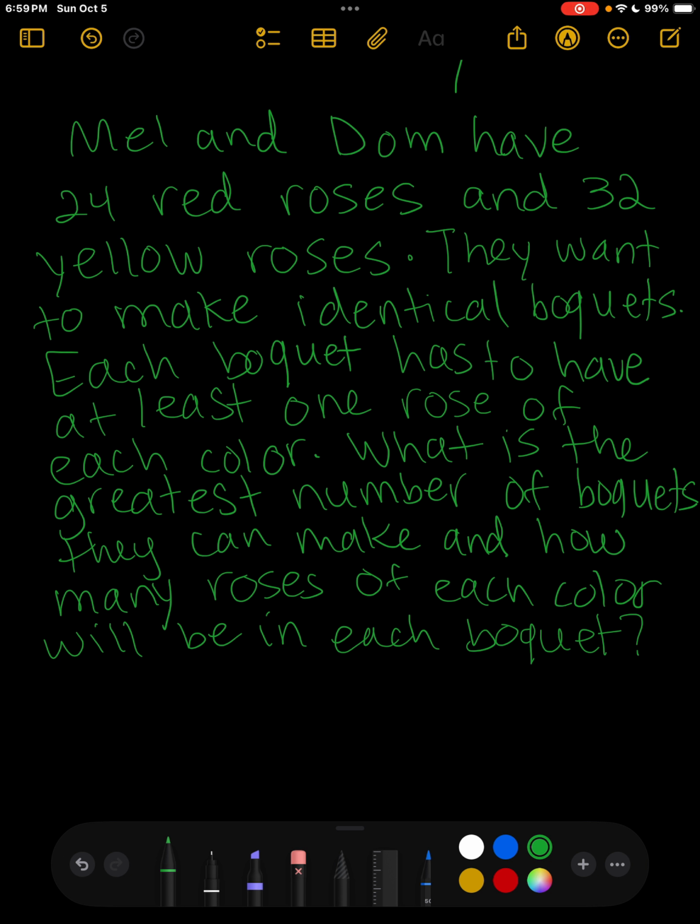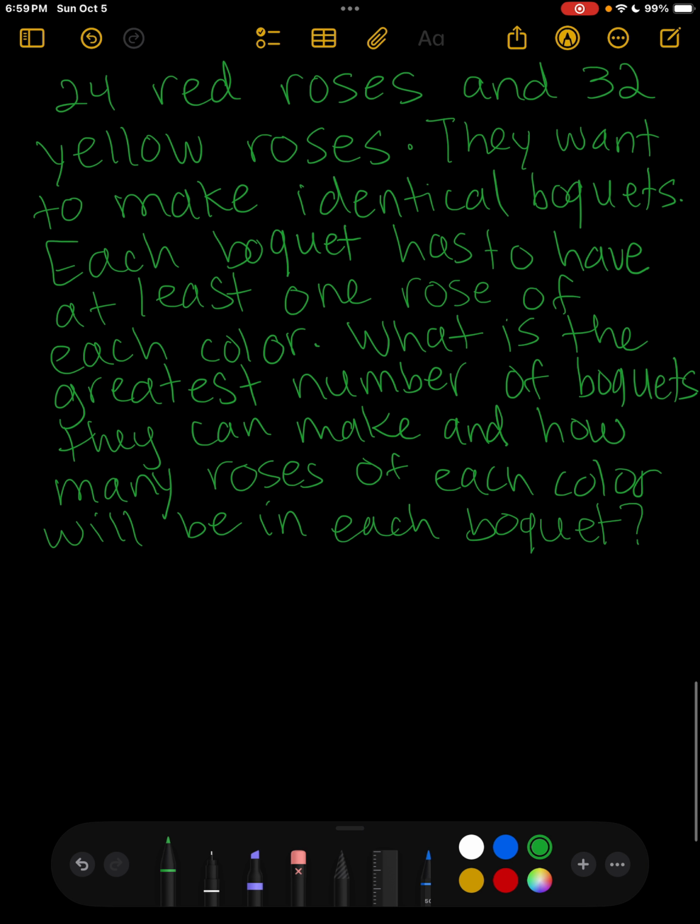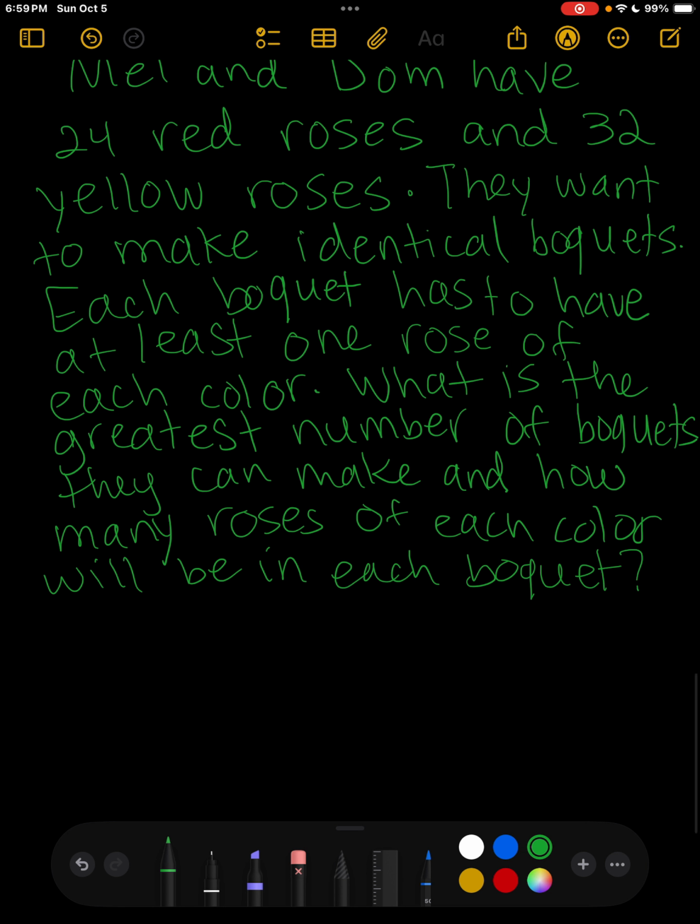Okay, so the way that you can do this without just guessing and checking is you can find the common factors of 24 and 32. So we already know 24 because we just did it. We got 1, 2, 3, 4, 6, 8, 12, 24.